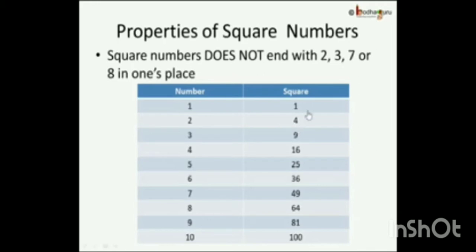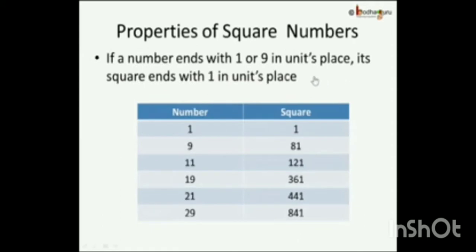If you are given suddenly a number 162, you can ask, is it a square number? That is, is it a square of some number? No, because it's ending with 2. Say I say 363. No, it's ending with 3. So it cannot be a square number.